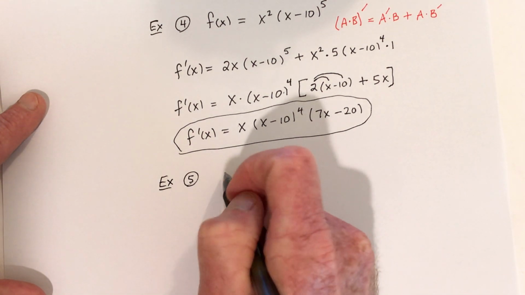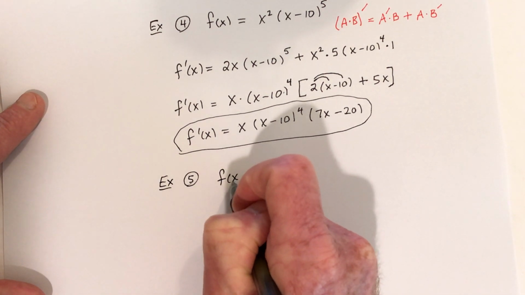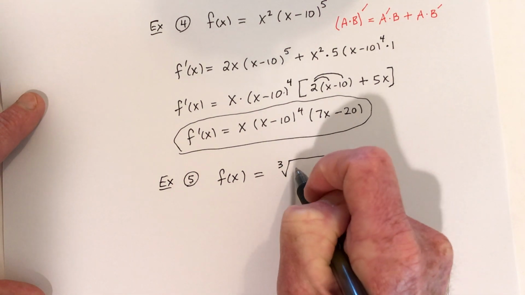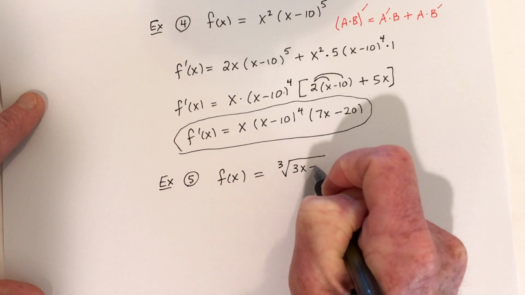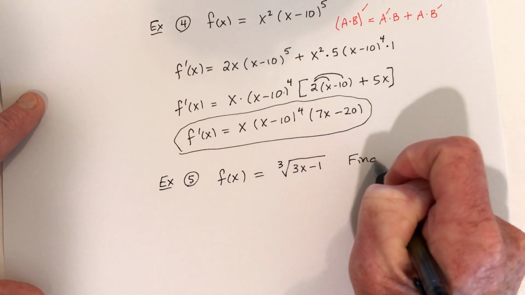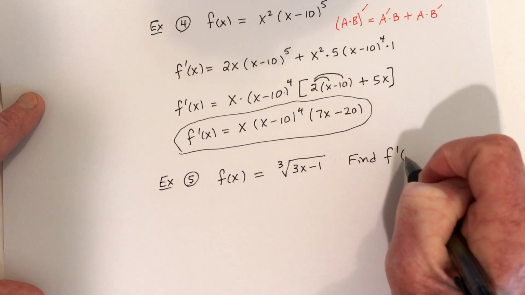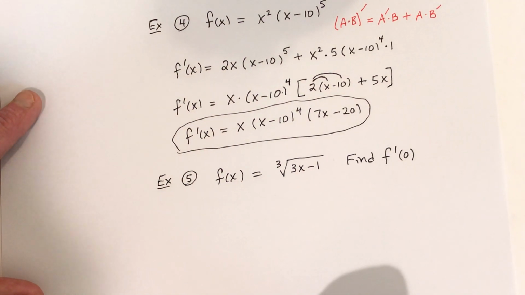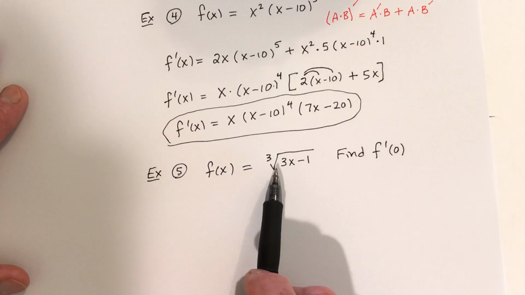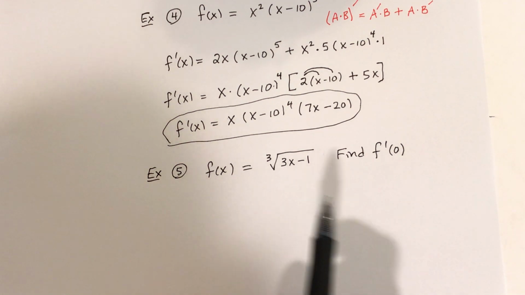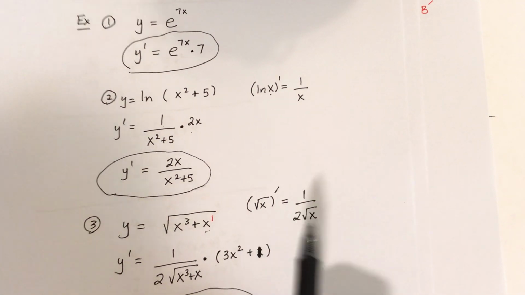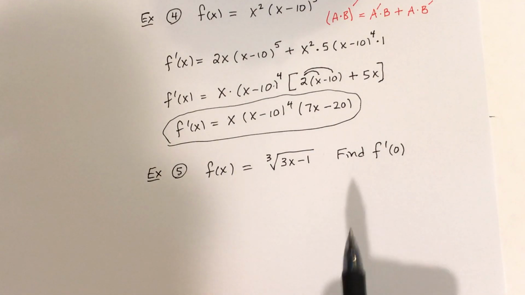the function will be the cube root of 3x minus 1, and then not only find the derivative, but at the end, plug in 0 for x. So with the square root, we have this shortcut right here. With the cube root, we do not have a shortcut.